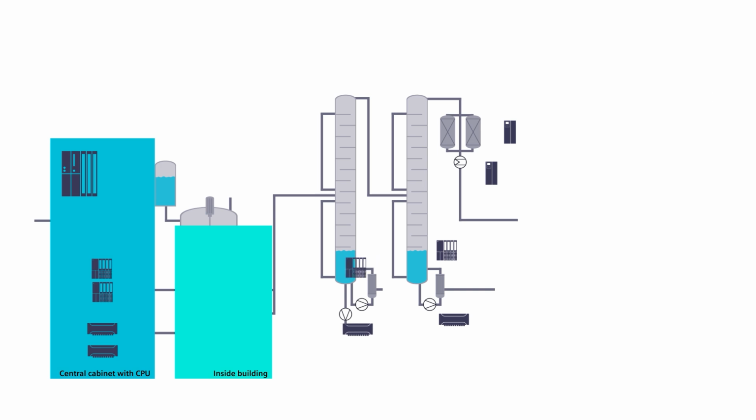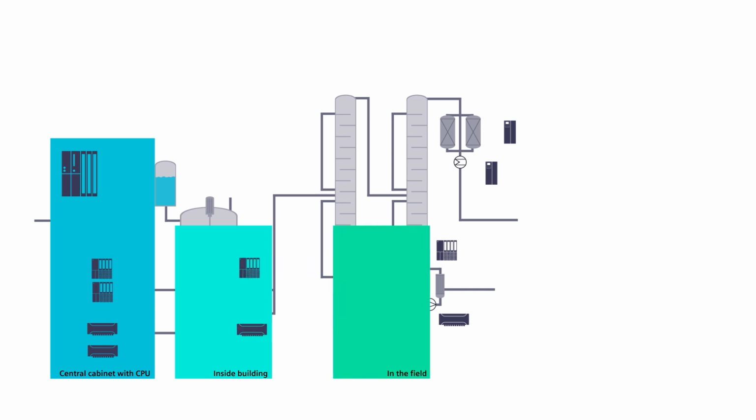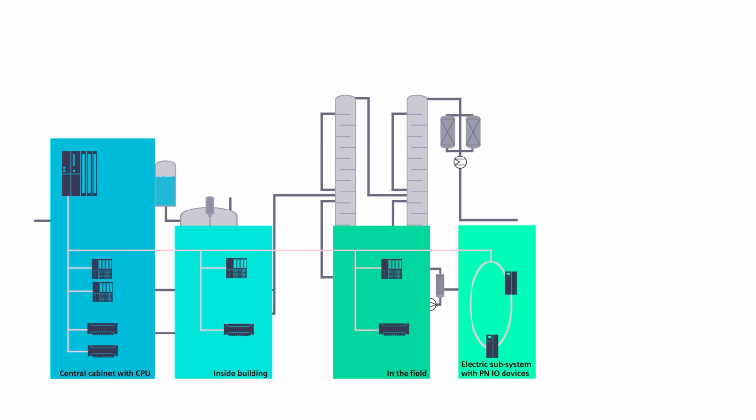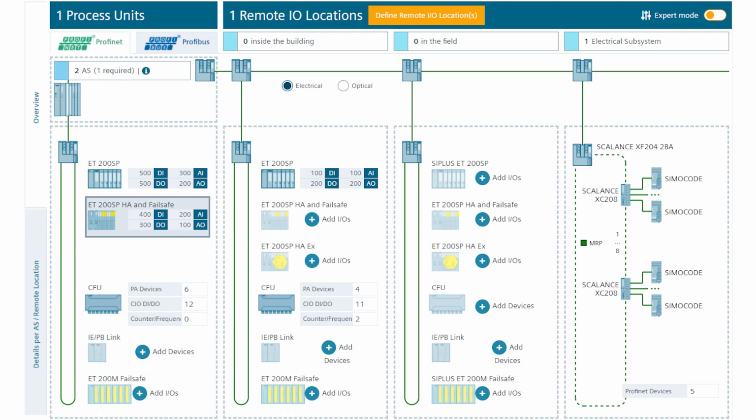Remote stations for Distillation 1 are located inside a building. Then, Distillation 2 is located in the field with SIMOCODEs and other Profinet devices that are connected as an MRP ring. Different locations have different requirements for I/O. Thus, in CDT, we have four location types for periphery.